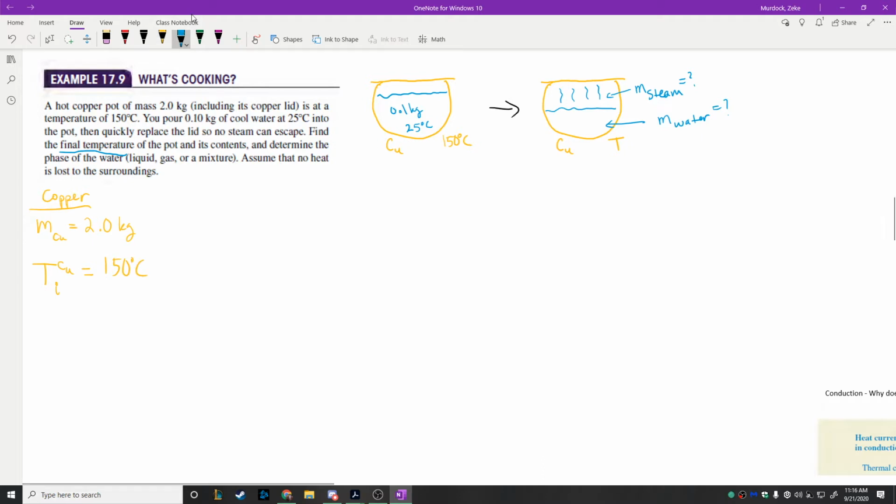And then we've got the water. We know what the mass of the water is. And then we know the initial temperature of the water. That's all we really know, right? And then that they're put into thermal contact with each other and that they will eventually reach equilibrium. And we want to solve for all of these different variables here. Temperature, mass.